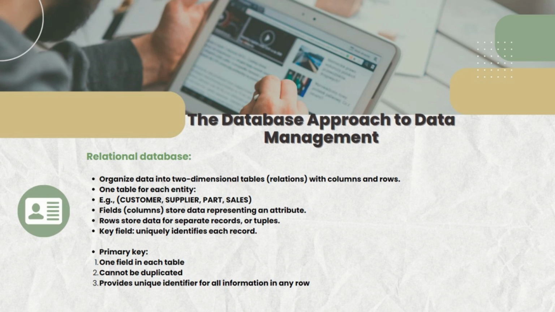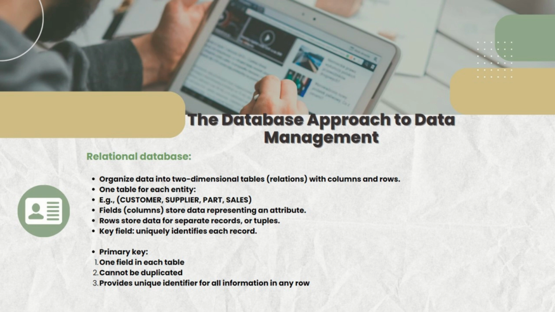A key field uniquely identifies each record. The primary key is a special key field designated in each table that serves as a unique identifier for all the information in any given row. Characteristics of a primary key. First is one field in each table, or single field. There can be only one primary key field defined for each table.